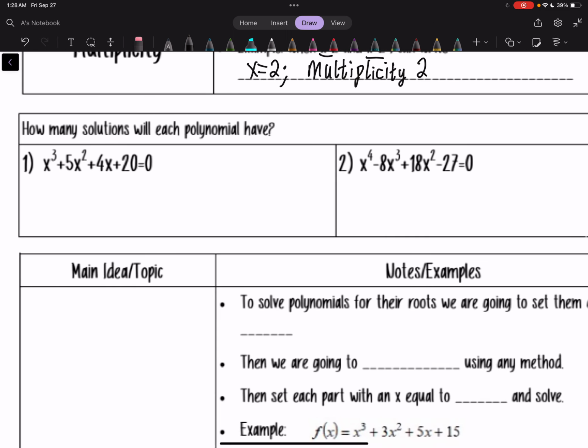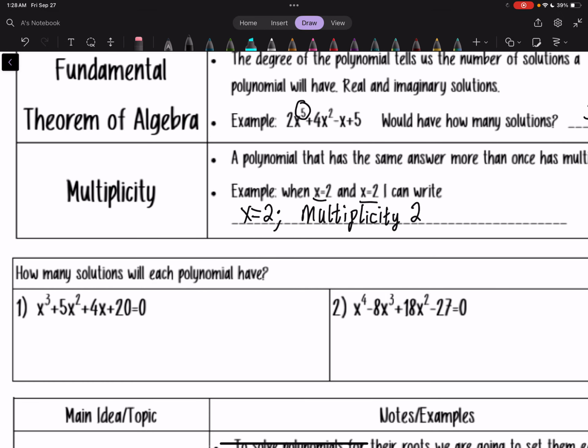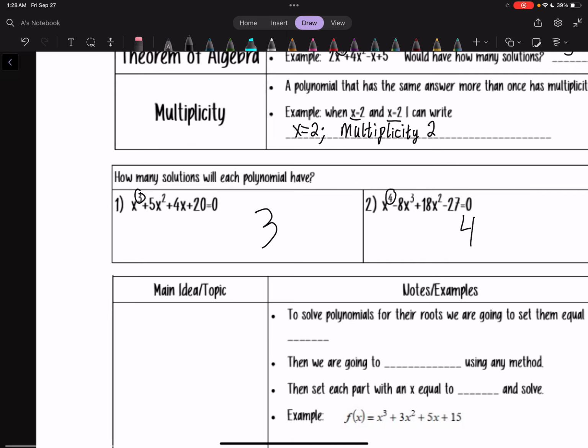Okay, here's your 2 example problems. I want you to use the fundamental theorem of algebra and tell me how many solutions each of these polynomials will have. Pause the video here, try these, you should be done in about 3 seconds. Alright, the highest exponent is 3, it will have 3 solutions. The highest exponent is 4, it will have 4 solutions. Finished.